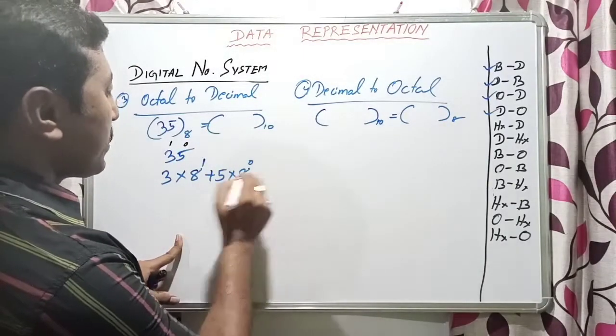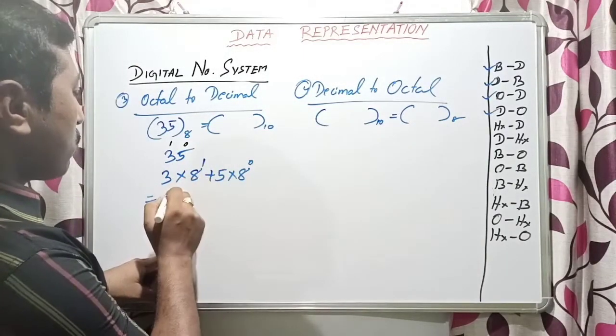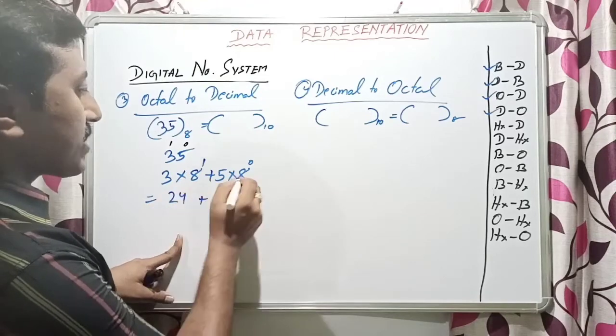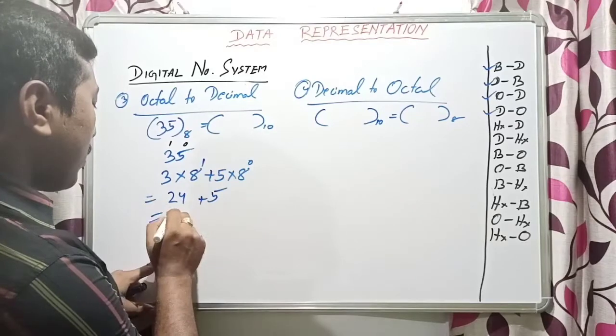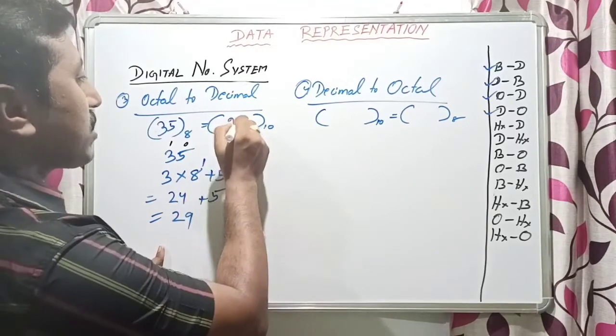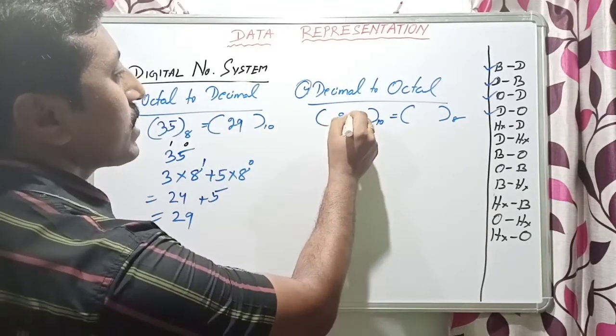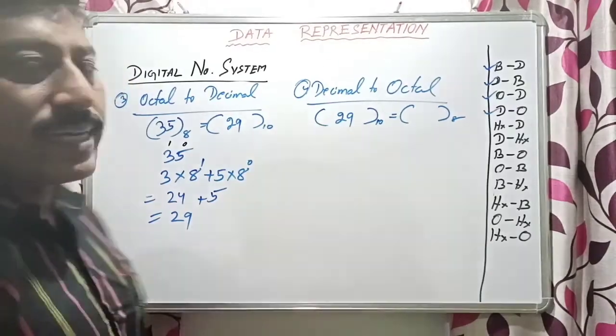So now you convert it. After converting, 3 into 8 is 24, plus 8 to the power 0 means 1, 1 into 5 is 5. So the output will come 29. So we'll write here 29. Let us see whether 29 converts back to octal or not.